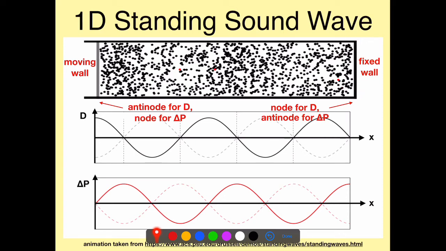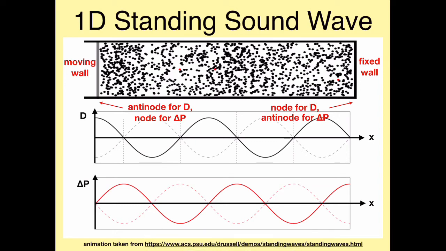move at all. If you think about it, the right side of this tube is going to be a node for displacement because the molecules at the right end are going to be right up against this wall and they actually can't move back and forth because that wall is fixed. So we say this is a node for displacement. In other words, these molecules at this point are just not being displaced at all.